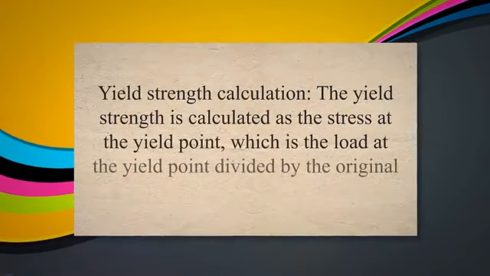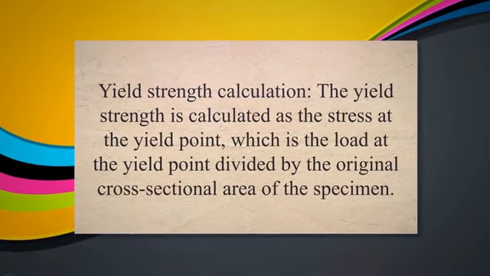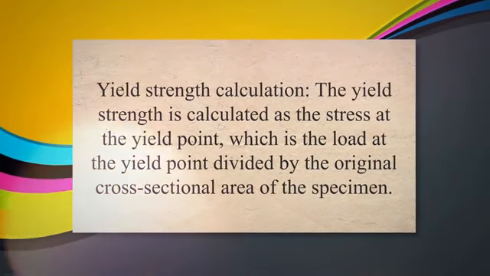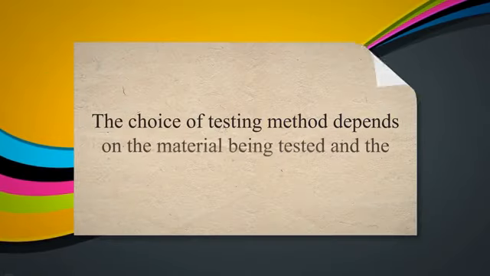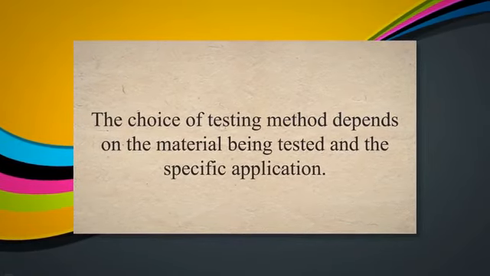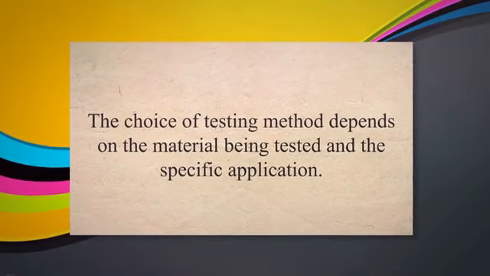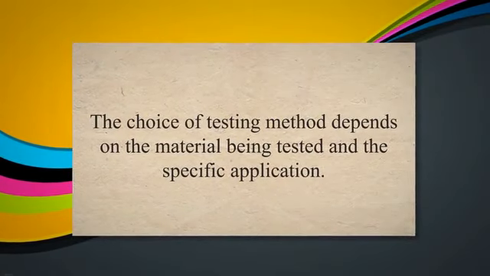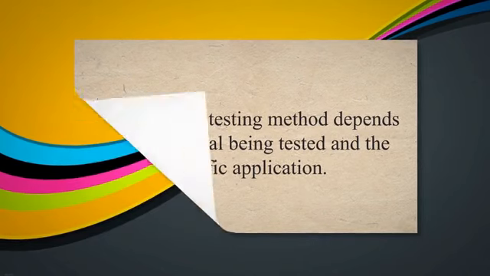Yield strength calculation. The yield strength is calculated as the stress at the yield point, which is the load at the yield point divided by the original cross-sectional area of the specimen. Other methods for measuring the yield strength of a material include the compression test and the torsion test, which are similar to the tensile test but apply different types of loads to the specimen. The choice of testing method depends on the material being tested and the specific application.